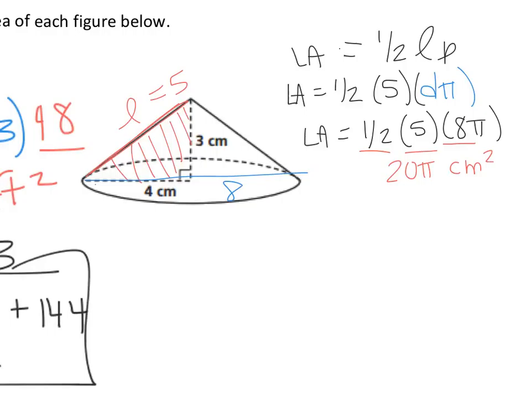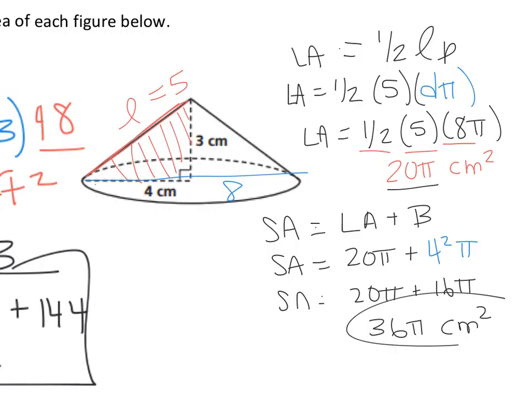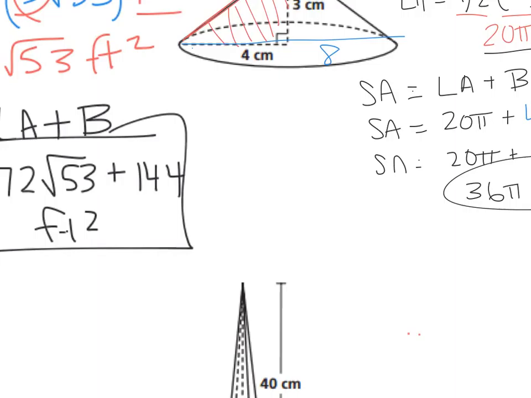The surface area is the lateral area plus the area of the base. So the surface area is 20 pi. Now the area of the base of the circle with a radius of 4 is 4 squared pi. So surface area is 20 pi plus 16 pi, so 36 pi centimeters squared. And you can put that in your calculator too if it tells you to round it.